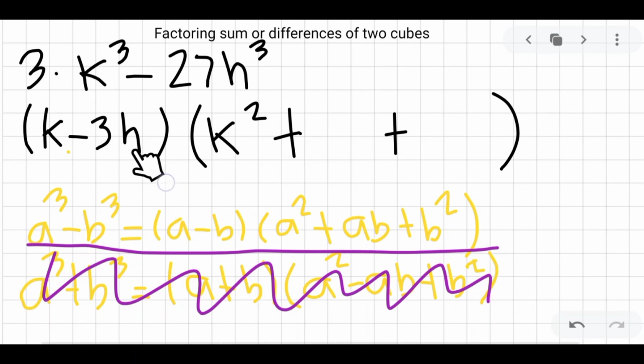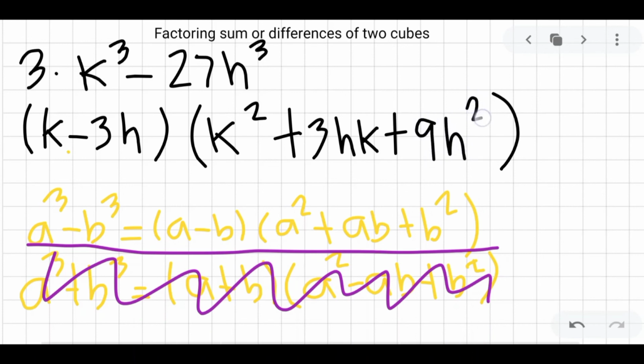Next, multiply these two terms together for the second term. So, k times 3h, the answer is 3hk. Okay, next is multiply the last term twice. 3h times 3h, the answer is 3 times 3, which is 9, then h squared. If we multiply the variables, we add the exponent. And that is our final answer.